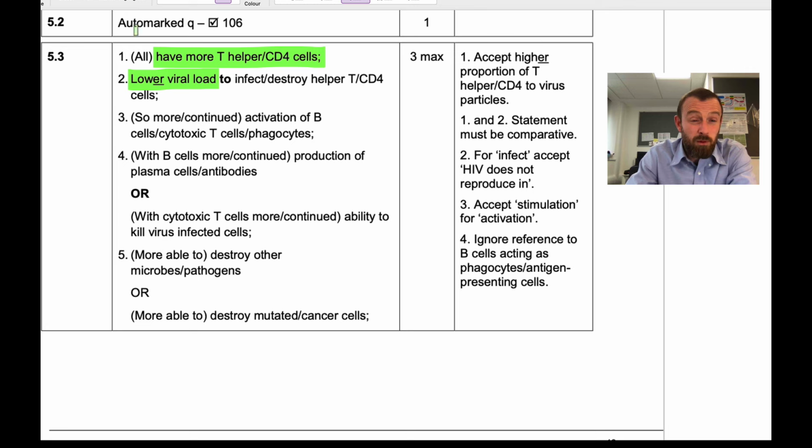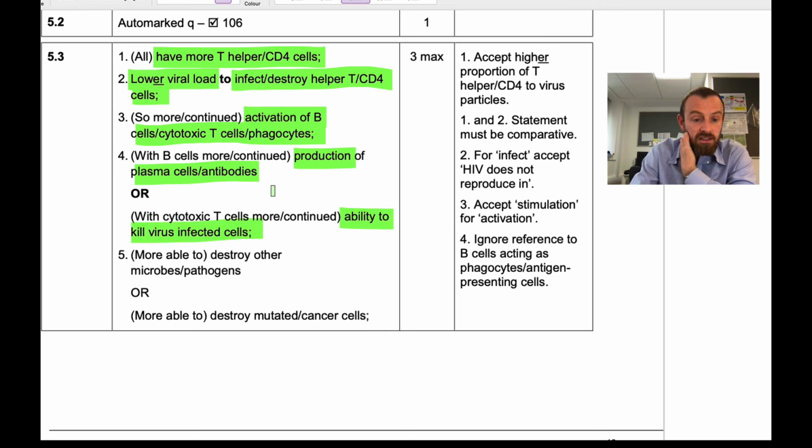Okay, I'm not sure if I would have said that. Lower viral load to infect or destroy the T cells. This is what we're talking about. So I was just talking about activation of B cells or cytotoxic T cells or phagocytes, any of those 3. If you're talking about B cells, you could then go on to say production of plasma cells and antibodies. And if you're talking about T cells, the ability to kill virus-infected cells. So therefore, they're more able to destroy other microbes or even destroy mutated or cancer cells.